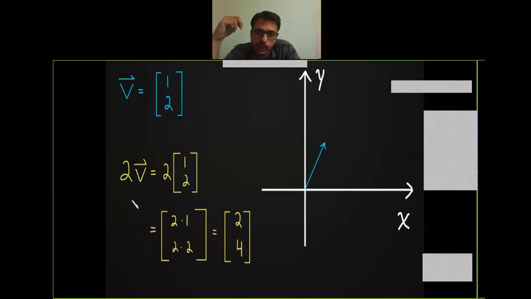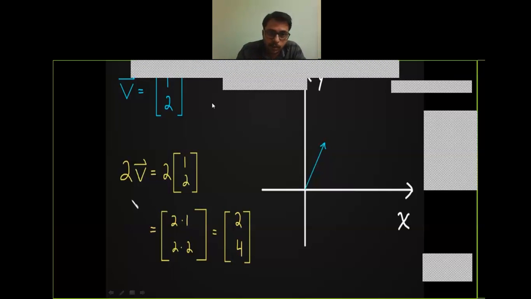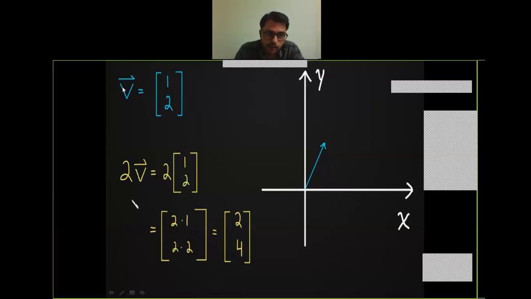Let's say we have a vector 1 2, represented by capital V with an arrow on top of it, and 1 and 2 are its components. If we multiply this vector V by 2, then what will happen? The result will be 2 and 4, as you are seeing.